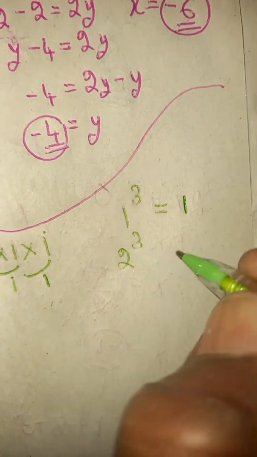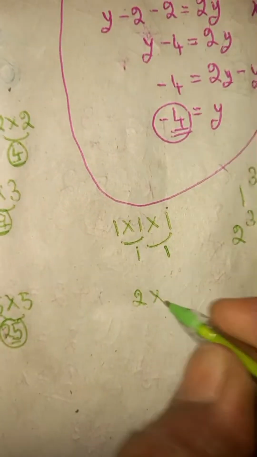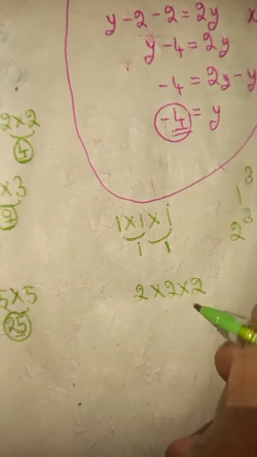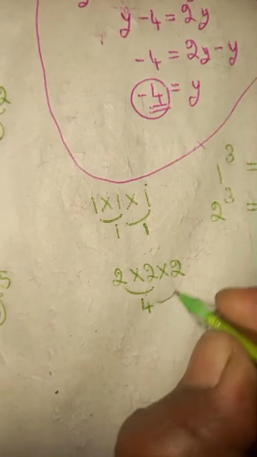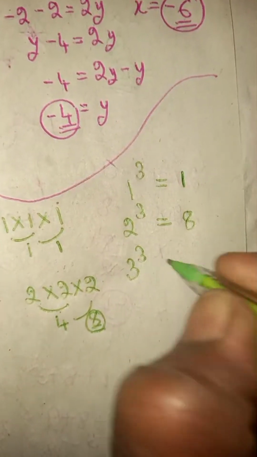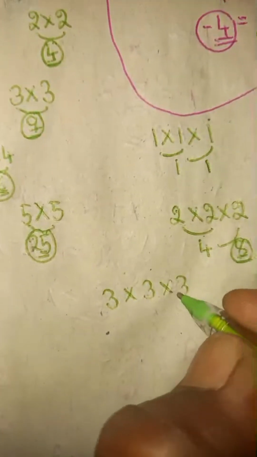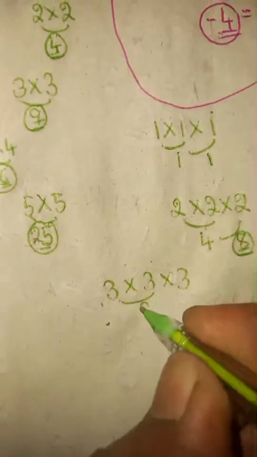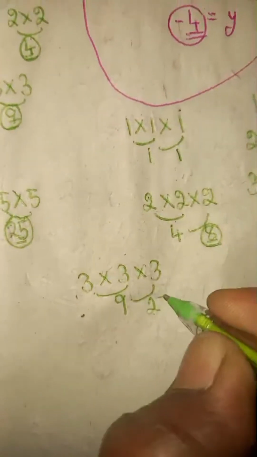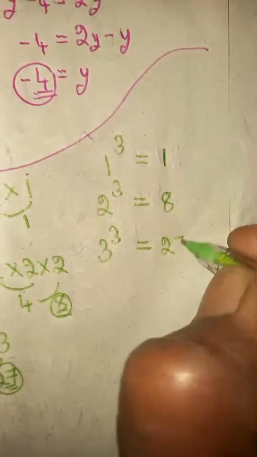Let's find out about 2 cube. 2 cube means you can do 2 times 2 times 2. 2 times 2 is 4. 4 times 2 is 8. So this 2 cube becomes 8. Let's find out about 3 cube. 3 cube you can do as 3 times 3 times 3. 3 times 3 is 9. 9 times 3 is 27. So this 3 cube is going to become 27.